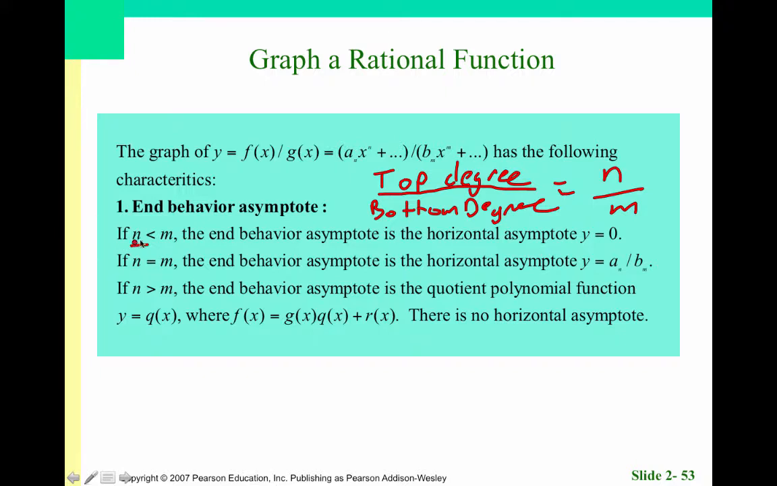So if the top degree is smaller than the bottom degree, we're going to have an asymptote of y equals 0. If the degrees are equal of the top and the bottom polynomials, then we're going to simplify the coefficients. We'll take a look at an example in a moment. And if the top degree is bigger than the bottom degree, then we're going to have no horizontal asymptote. Also, this is for end behavior. We're talking in the long run.